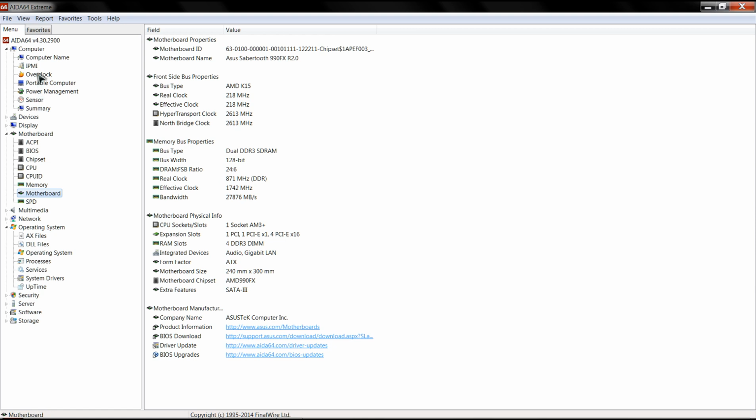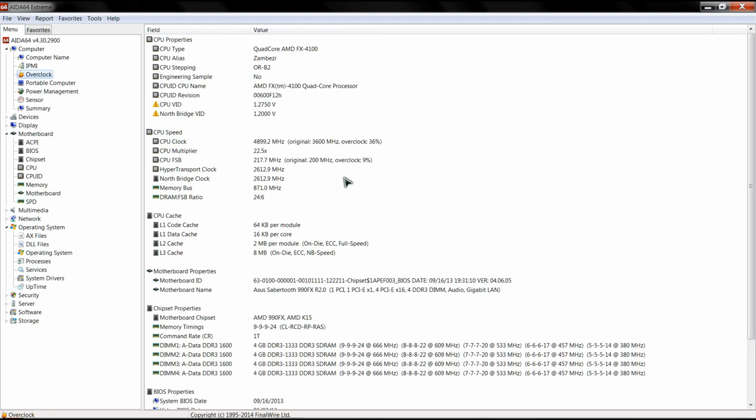So let's go over to the overclock for a second here, have a look at that. Here's our overclock. Our front side bus here, now if you'll notice, the original was 200 megahertz, which is a 9% overclock. We'll round that up to 18 just for argument's sake. Our DRAM to front side bus ratio is 24 to 6. If we reduce that ratio, it's 4 to 1. So meaning for every 1 megahertz that I put up this front side bus, we are going to gain 4 megahertz of speed on our memory bus. So yes, I know it sounds confusing.